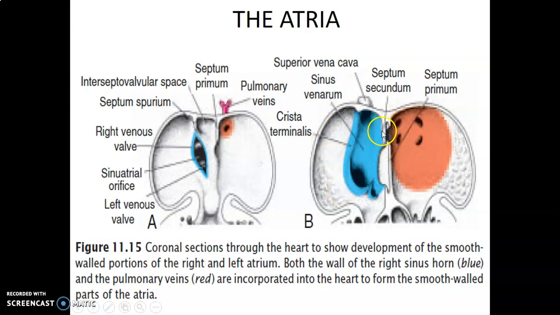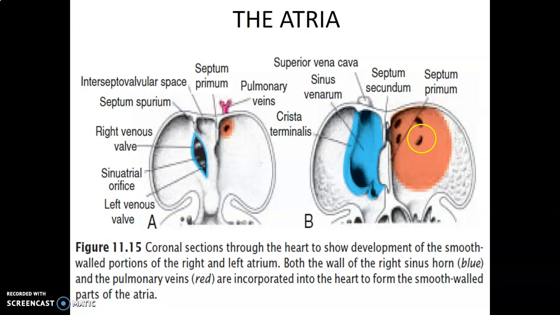And then your septum secundum is here, meaning this is your foramen ovale, that's your septum primum, and you can see these are the openings of the pulmonary veins, and that means this is the part of the primitive atrium that forms from the pulmonary veins.